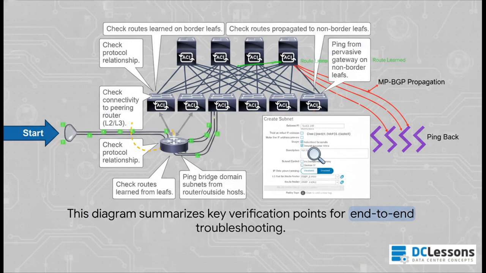Verify your layer 2 and layer 3 connectivity to the router. Check the routing protocol relationship. Then, still on that border leaf, confirm you're learning the external routes. From there, you follow those arrows for MP-BGP and check that those same routes are showing up on the non-border leafs. And finally, you test the return path. Can a server inside the fabric ping out? This method covers the entire path, from control plane to data plane.